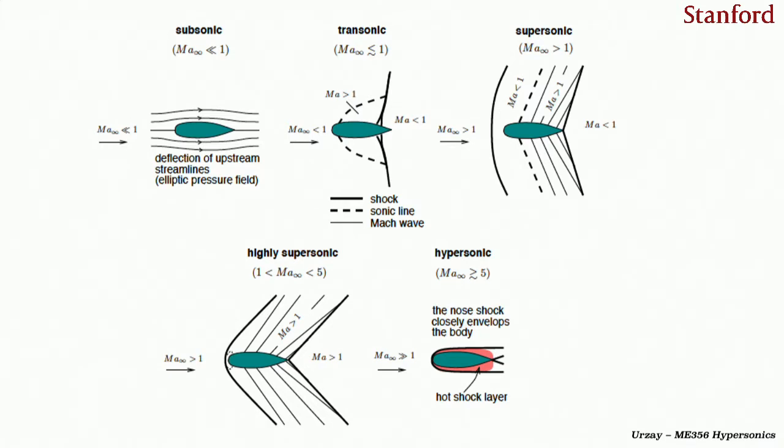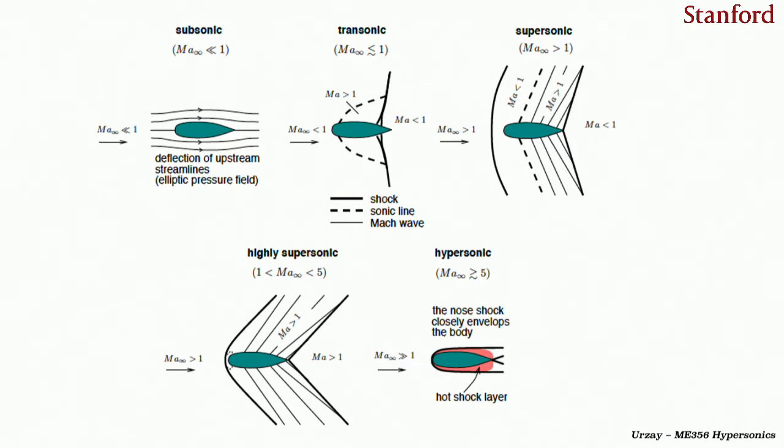Then if you keep on increasing the Mach number, the shockwaves become more inclined, because the angle of the shockwave is going to decrease with the Mach number. Then the flow becomes nearly supersonic on both the upper and lower sides of the body, and then a recompression shock that also leaves supersonic flow behind. So that will be a case of a highly supersonic flow with Mach numbers between 1 and, let's say, 5.